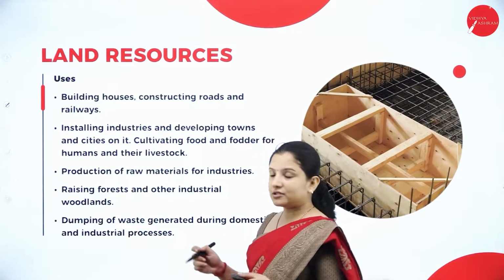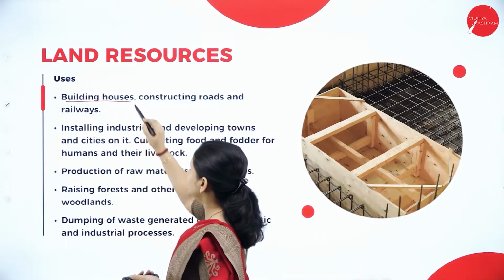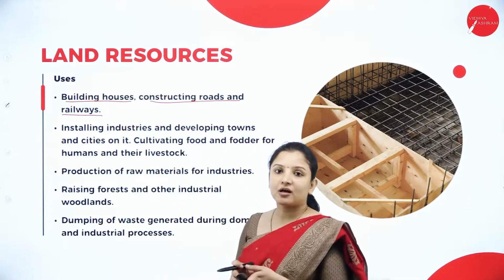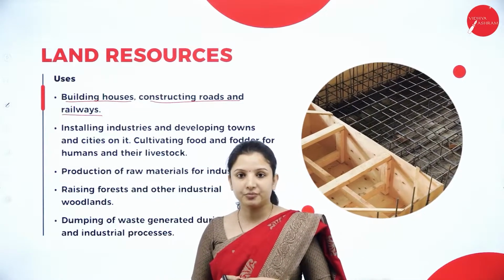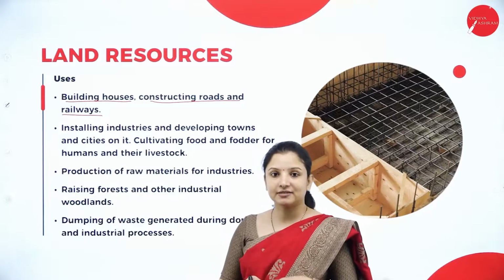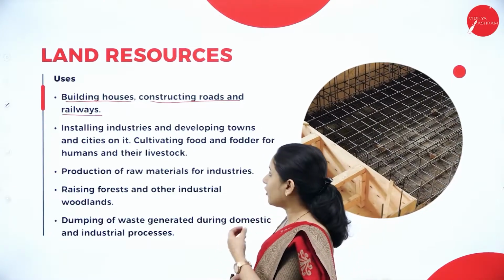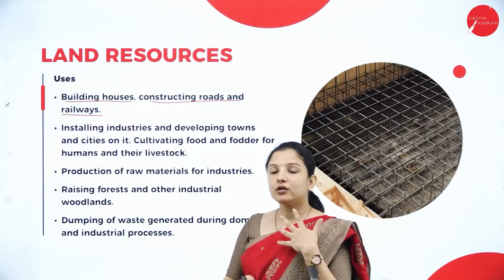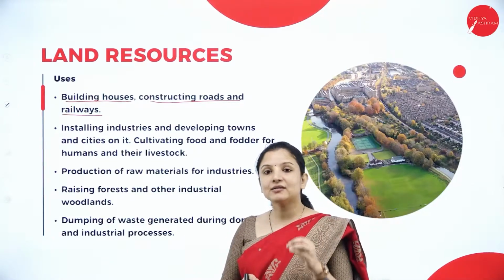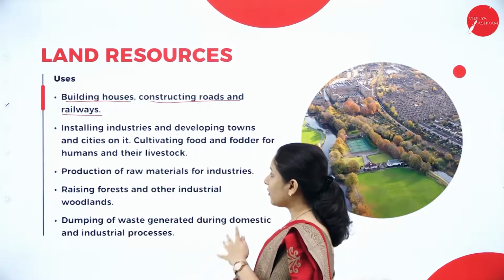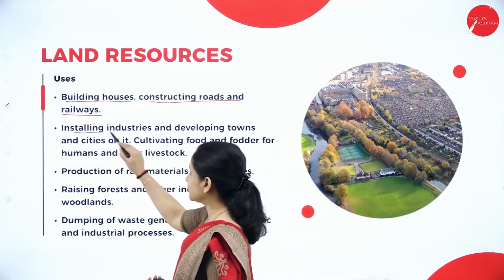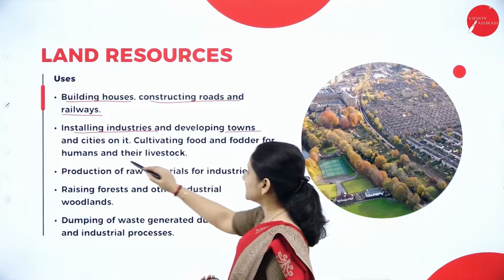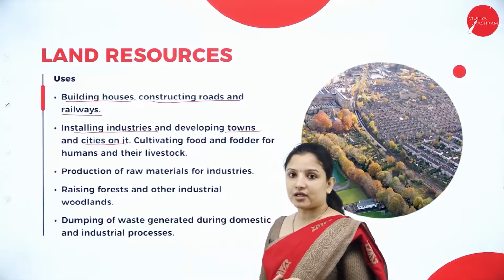So land resources are mainly used for building houses, for constructing roads and railways, because can you build a house on the water resource? Not possible. We need a solid land surface that is needed for all the building of houses, the construction of the roads, the railways, etc. For all the infrastructure development, land is the one that is needed. And also for installing industries, land is needed. And in order to develop the towns and cities, also land is very, very important.